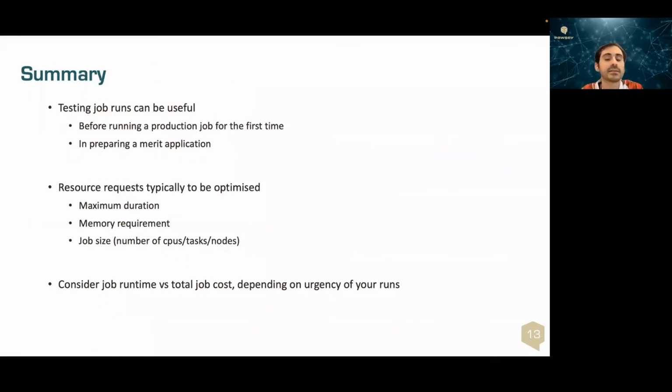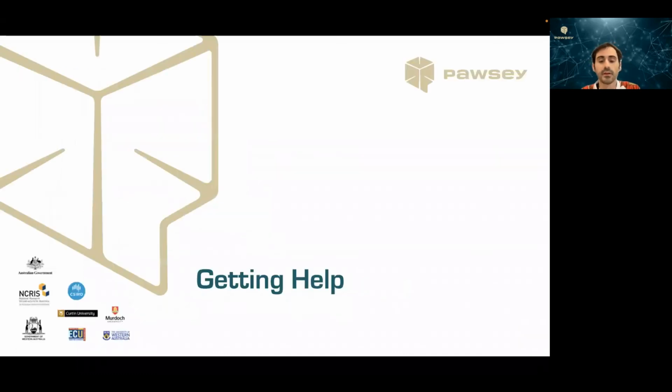Just to summarize this little module, we talked about why it is useful to test job runs and how to optimize resource requests, so in terms of duration, memory requirements, and job size. We also discussed the merits of considering job runtime versus total job cost, depending on the urgency of your runs. And finally, we also covered scaling plots for the purpose of demonstrating scaling of your application.